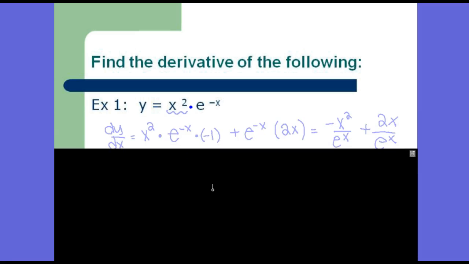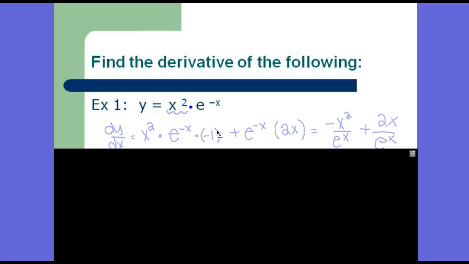So that would give x squared times the derivative of e to the negative x. So the derivative of e to the negative x by our new formula is e to the negative x times the derivative of negative x, which is negative 1. Then finishing out the product rule, you have plus the second times the derivative of the first, which was 2x.